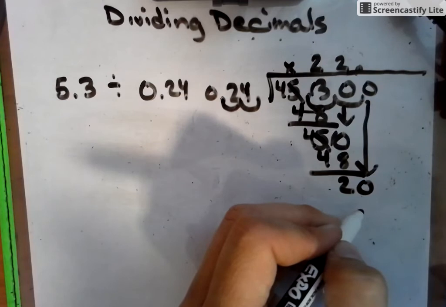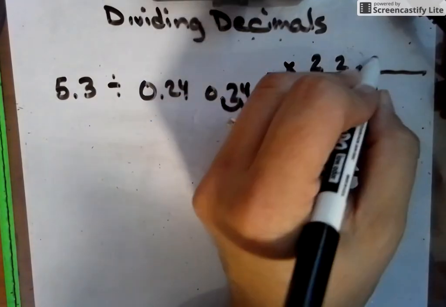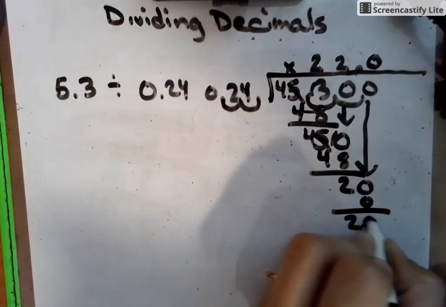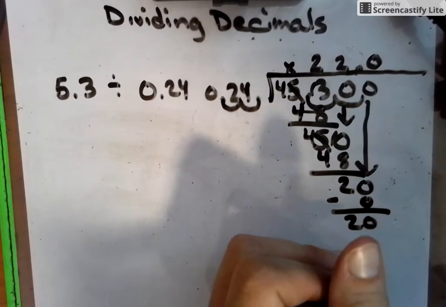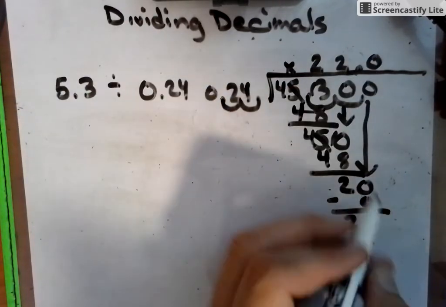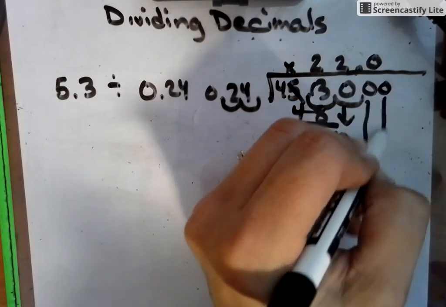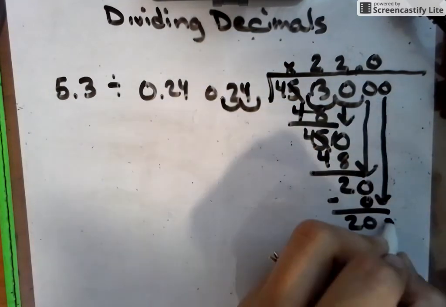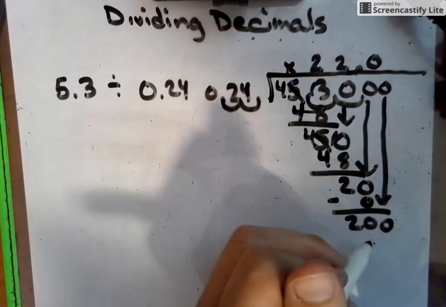And after we bring down a 0, we know 24 goes into 50 2 more times for 48. Do your borrowing like you always do. I ran out of digits. I got to bring down another 0.